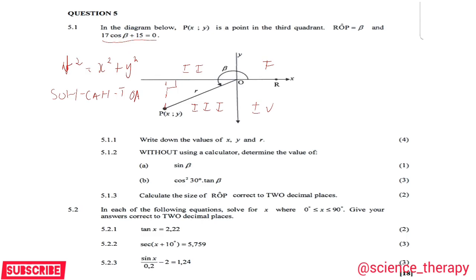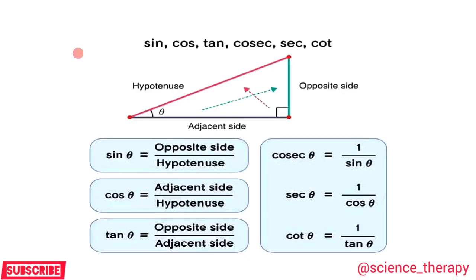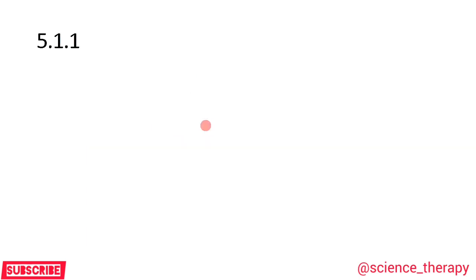Now let's remind ourselves of what SOHCAHTOA is. So here we have our trig ratios. Sine, remember, is opposite over hypotenuse, and then cos is adjacent over hypotenuse, and tan is opposite over adjacent. So as indicated here in this right angle triangle, right? Now let's get to solving the question.